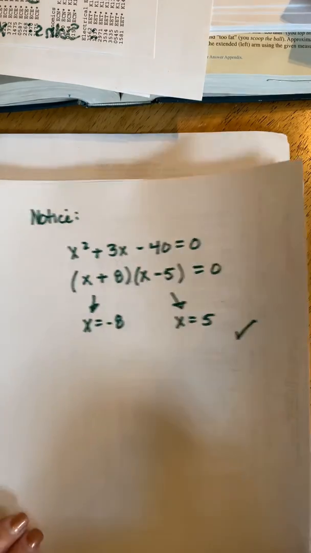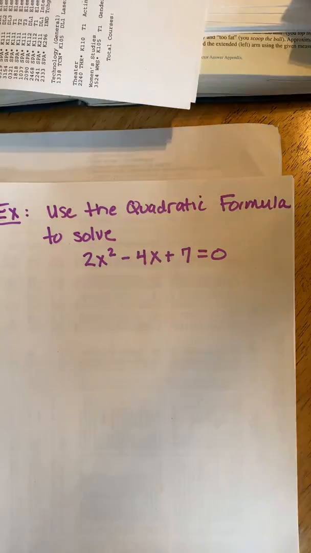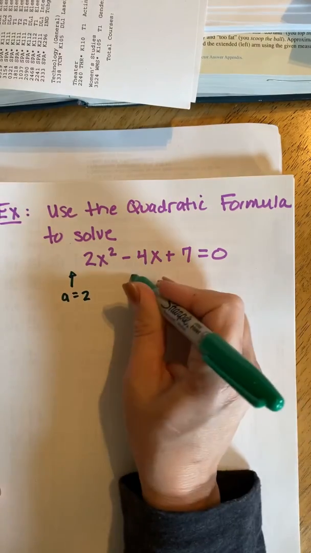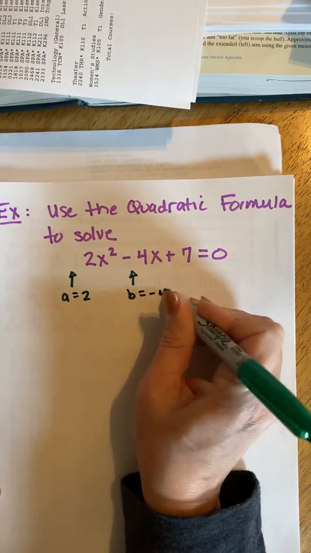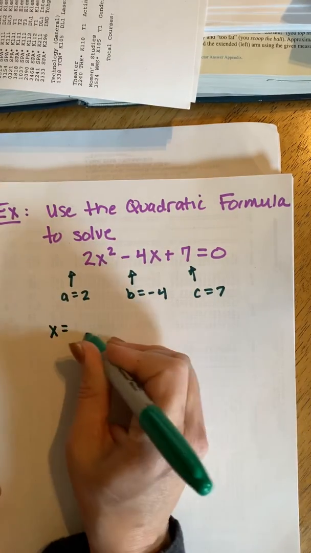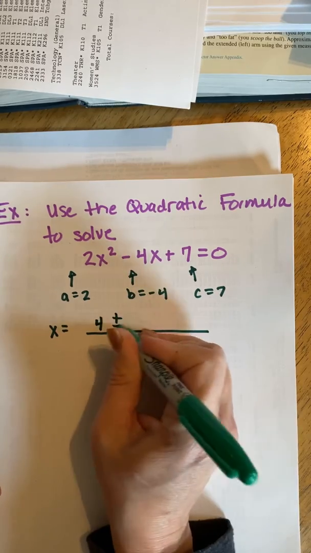I think we have a couple minutes here. Let's do another one. Use the quadratic formula to solve this equation. All right, A. Here, A is not 1 this time, it's 2. B is negative 4. C is 7. So the solutions are going to look like this, the opposite of B. So it's going to be positive 4 first, plus or minus.